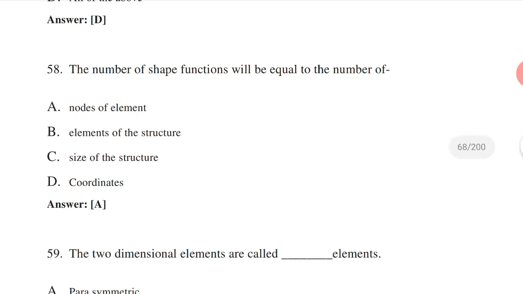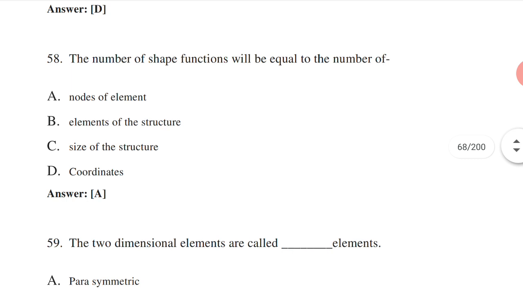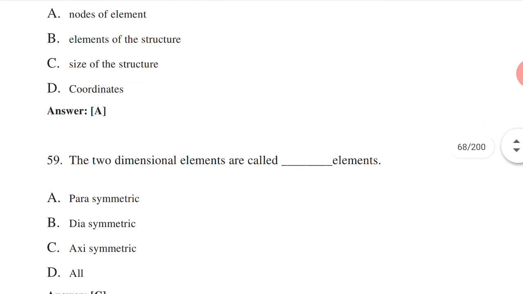The next question is, the number of shape functions will be equal to the number of what? The number of nodes of the element. For each node there will be a shape function. So, the number of nodes will equal the number of shape functions. So, the answer is obviously A.